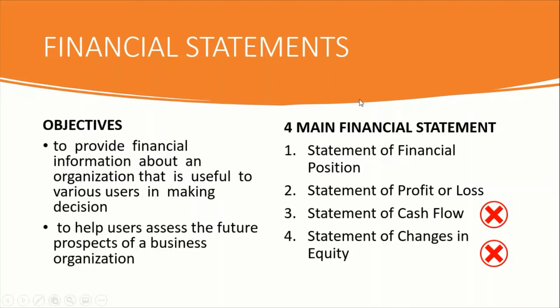So there are four main financial statements, a bit of an intro to the reports. First is statement of financial position. Second is the statement of profit or loss. Third is statement of cash flow. Lastly, statement of changes in equity. For your course, you will only learn number 1 and 2. Okay, but you can read in detail regarding all four main financial statements in your book.